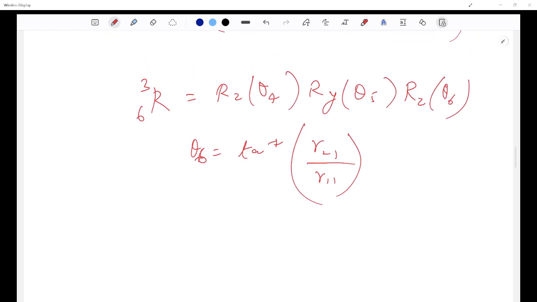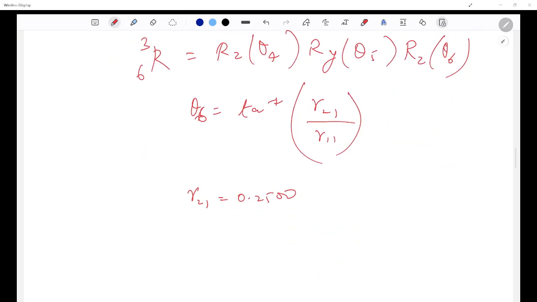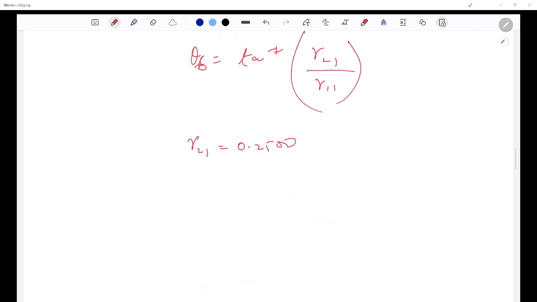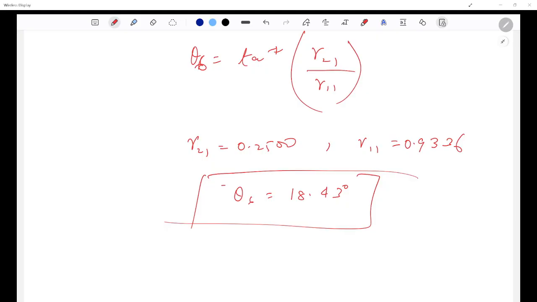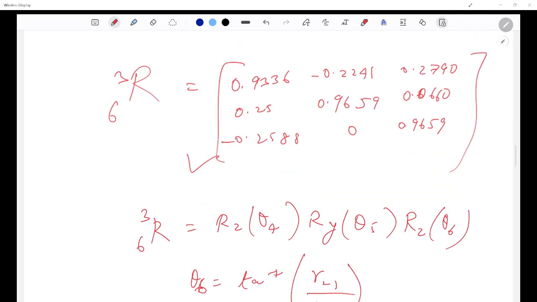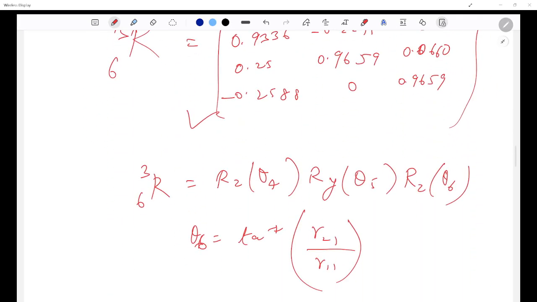And if you compute from here, you'll get r21 by comparing to this matrix. You'll get r21 is equal to 0.2500 and r11 is 0.9336, and from here, if you take the tan inverse, you'll get it to be nearly 18.43 degrees. Okay, so your constraint, which was there, that theta 6 should lie between 0 degrees and 45 degrees, is being satisfied here.